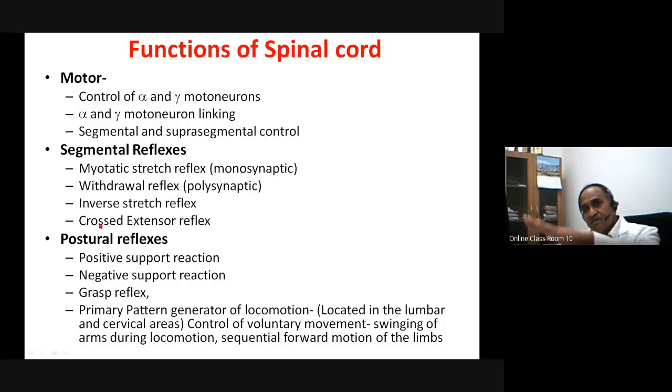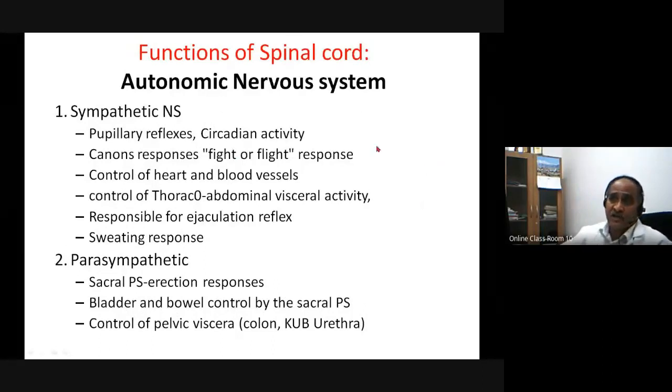So these are the postural reflexes I mentioned. Then comes the autonomic nervous system, because the sympathetic outflow is through the lateral horn cells present in the thoracolumbar region. That means it is coming from the thoracic and lumbar segments, the lateral horns, the intermediolateral nucleus. So that means the sympathetic nerve supplies from the top to the toe. You can just think about that.